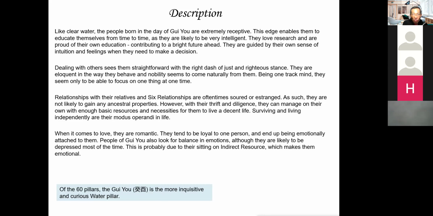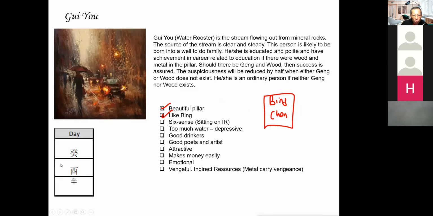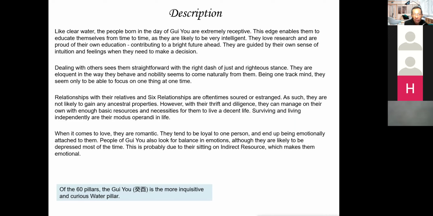Okay, so again, they're sitting on resource because metal produces water, therefore sitting on resource. And this one is sitting on indirect resource. People sitting on indirect resource are always unconventional. Think out of the box. And therefore they of course love their research. Their research is always unique. They love to be proud of everything.